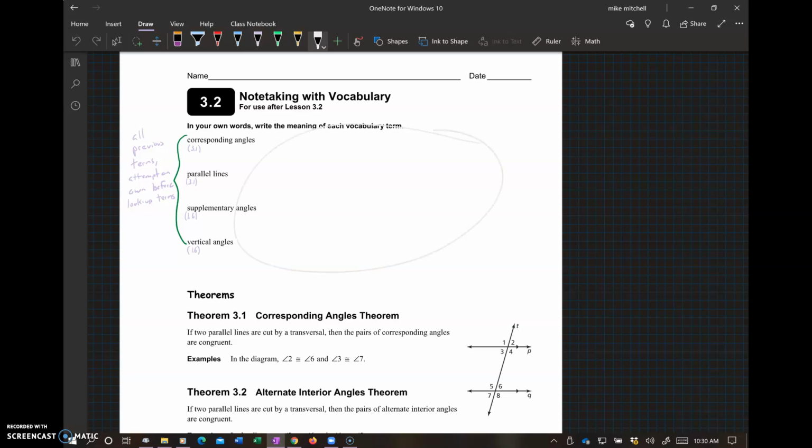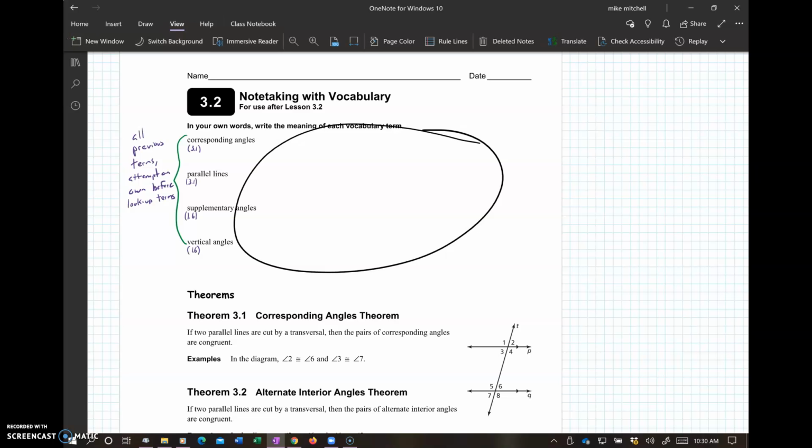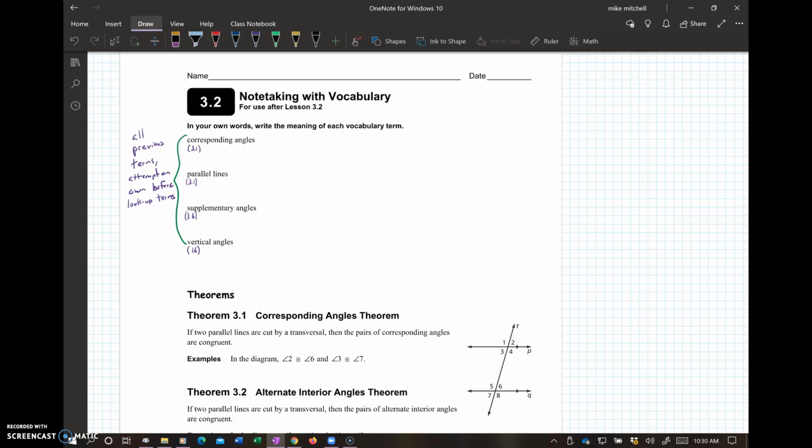So this area should be, whoa, what is that color? I need to get rid of this background. That should be filled out for me up there. That should not be blank.